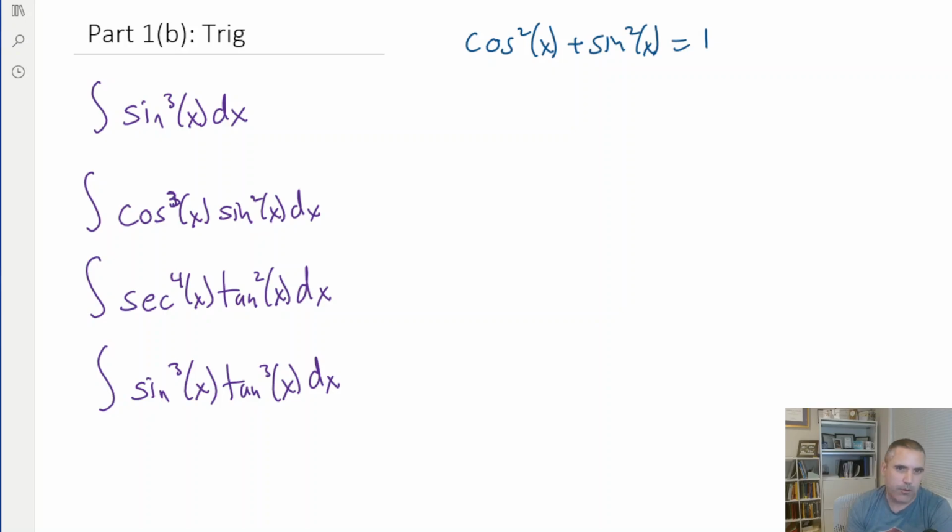Now, we write it in a few different ways. Sometimes we write it as 1 minus sine squared is cosine squared. Sometimes we write it as 1 minus cosine squared is sine squared. And sometimes we divide everything by cosine squared. And what happens if you divide everything by cosine squared? Well, you get a 1. You get sine squared over cosine squared, which is tangent squared. And you get 1 over cosine squared, which is secant squared.